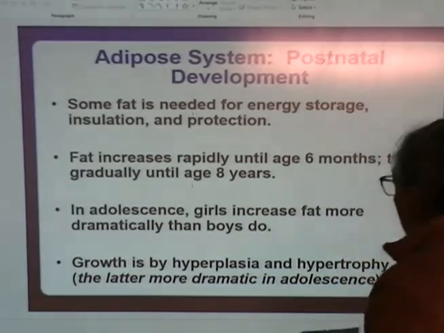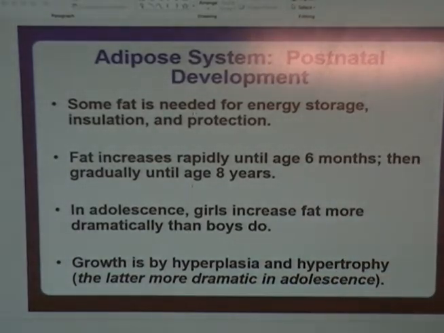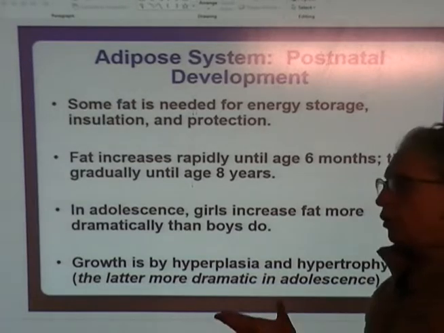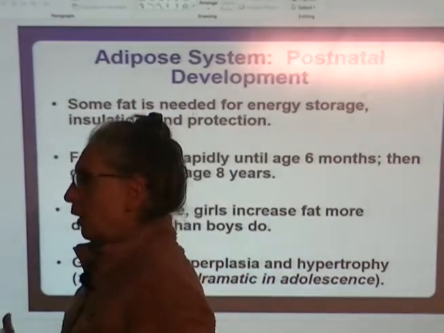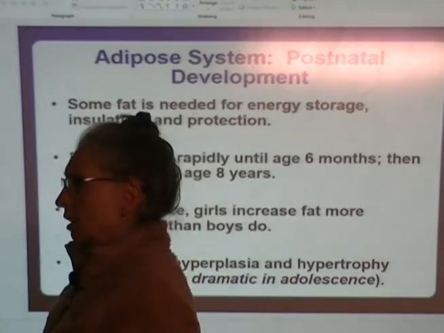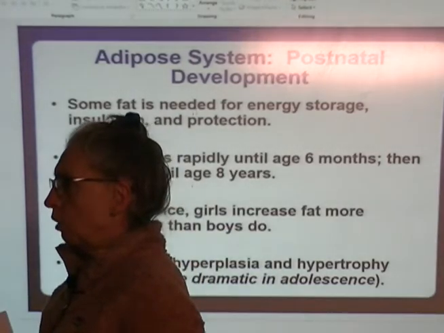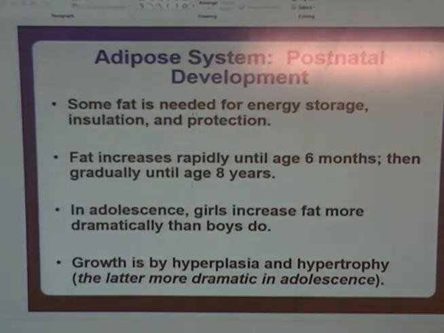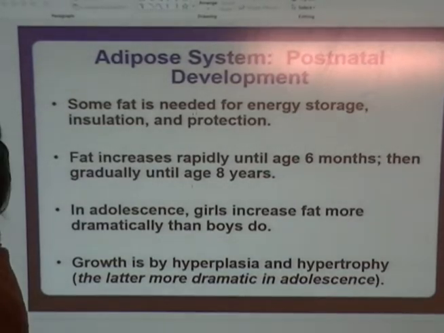Okay, so the next system then is the adipose system, our fat cells. And prenatally, particularly in the last 2 months, there's a very rapid increase in adipose tissue. So if you know anyone who's pregnant, again, depending on their lifestyle and the size of the baby, they might be relatively small up until about 6.5, 7 months, and then all of a sudden their tummy explodes because this baby is laying down fat cells like it's going crazy in there, okay?